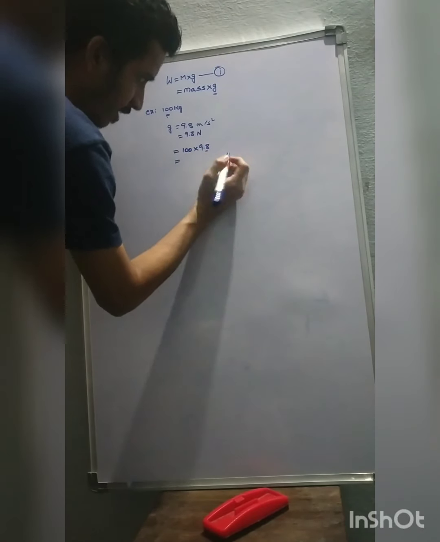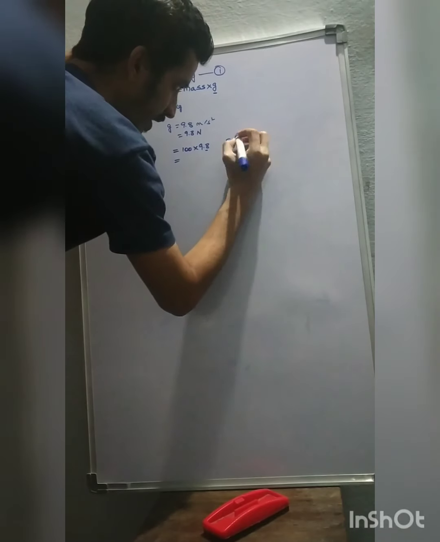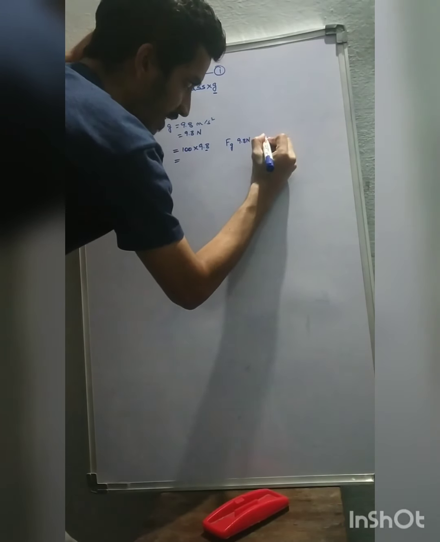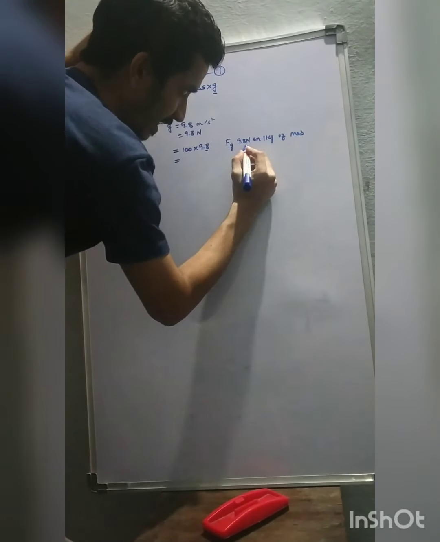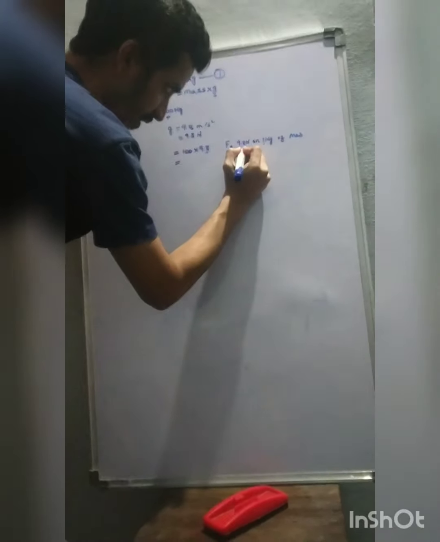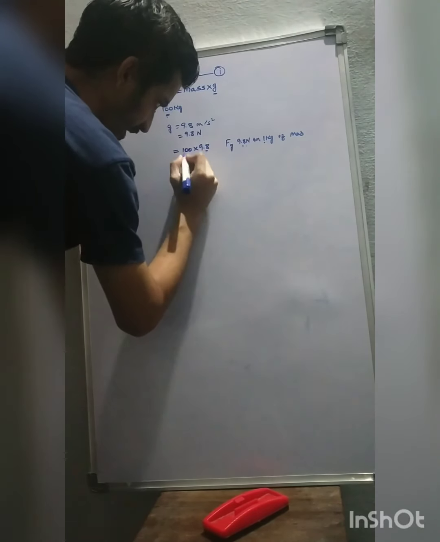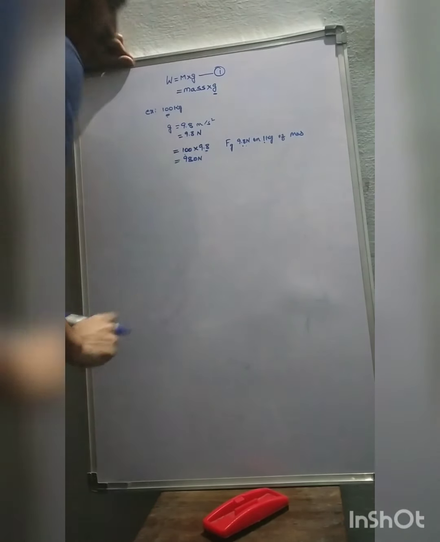Why 9.8? Because acceleration due to gravity exerts 9.8 newtons of force on 1 kg of mass. So for 1 kg it is 9.8 newtons. So for 100 kg we should multiply with 9.8. 100 into 9.8, which is nothing but 980 newtons.